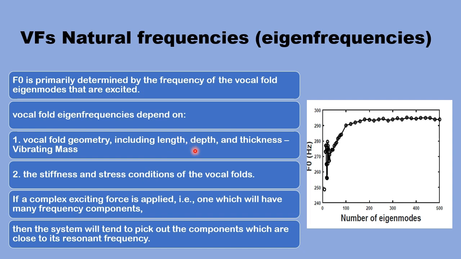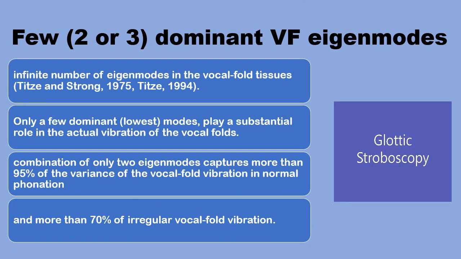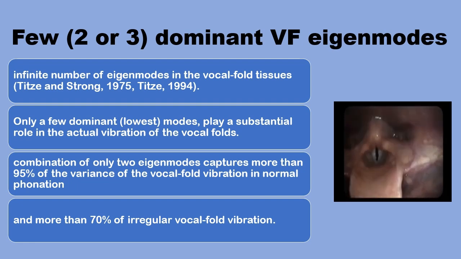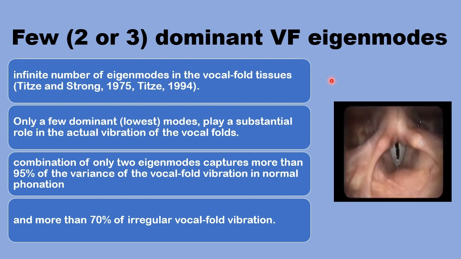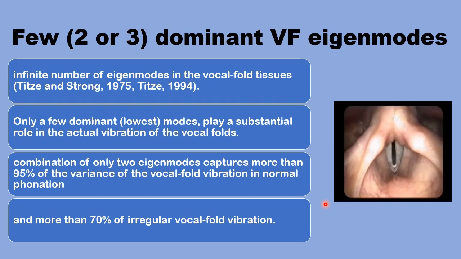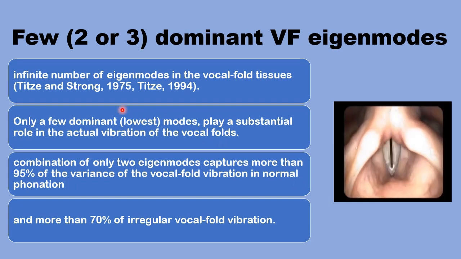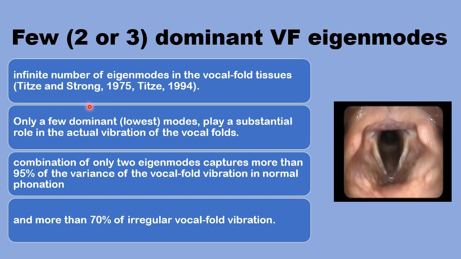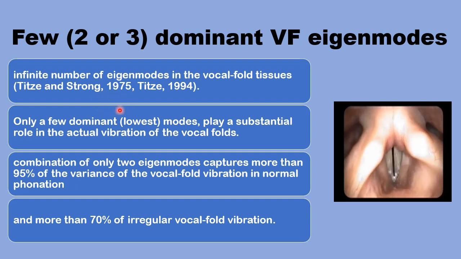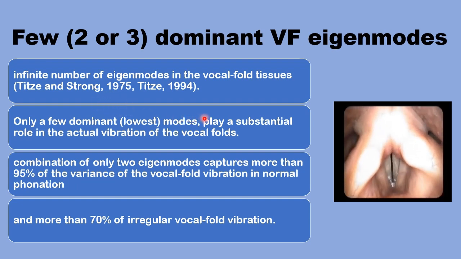And because these will keep on changing all the time, there will theoretically be a huge number of eigenmodes and frequencies to choose from during voice production. However, it was found by computer modeling or physical modeling using excised larynges with high-speed cameras that only a few dominant eigenmodes, the lowest of the eigenmodes, can actually play a substantial role in the production of voice.